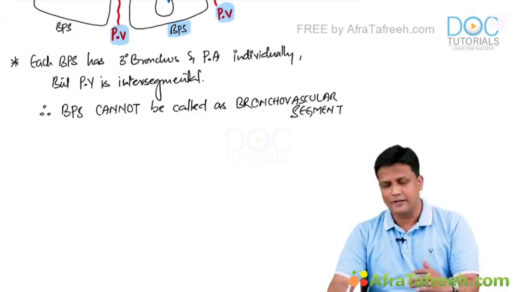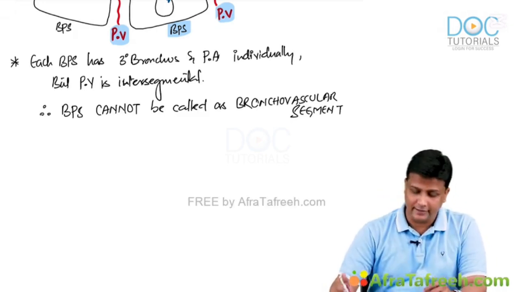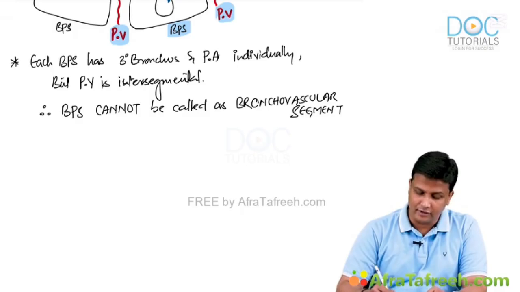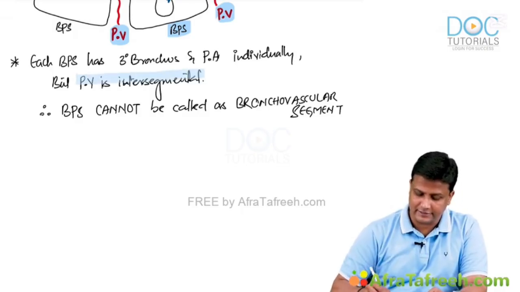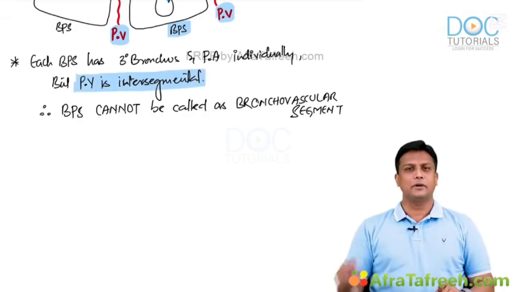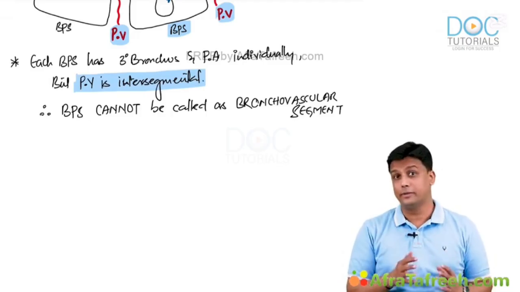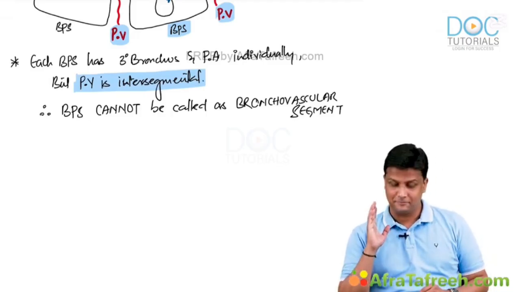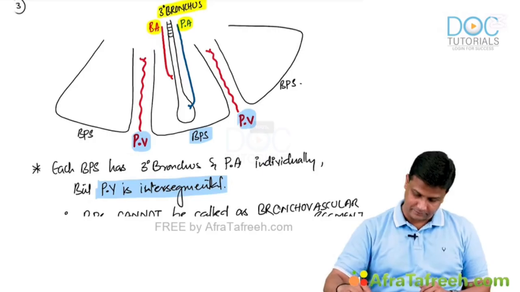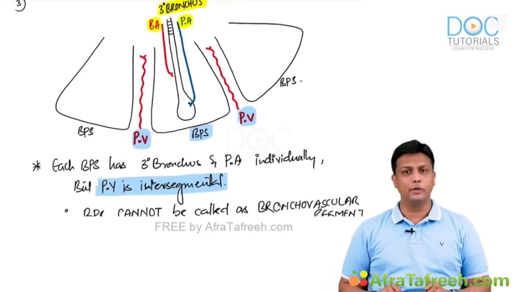So, why can it not be called a bronchovascular segment? If it is asked again in the exam, your answer has to be: because the pulmonary vein is intersegmental. Because the pulmonary veins are intersegmental, you cannot call that bronchopulmonary segment a bronchovascular segment. That is important here, sir. Perfect. That's one beautiful concept to be remembered.